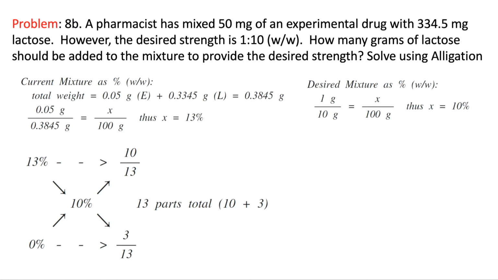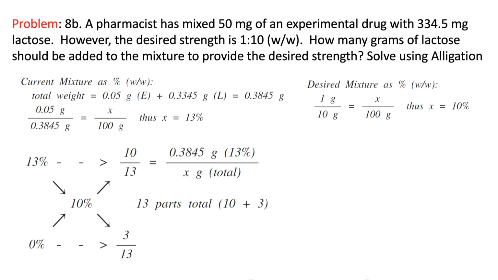I'm still trying to figure out the lactose, but I can't start right there. Because the only other thing I know, if you look at the parts, parts of lactose, parts of experimental drug, total number of parts, what I know is the weight of my experimental drug. I know I have a total of 0.3845 grams of my 13% experimental drug. Well, that's equivalent to the 10 parts. So what I can do is take my upper proportion that says 10 parts of experimental drug over 13 parts total, set that equal to the actual weight of the experimental drug I have, 0.3845 grams, over X.